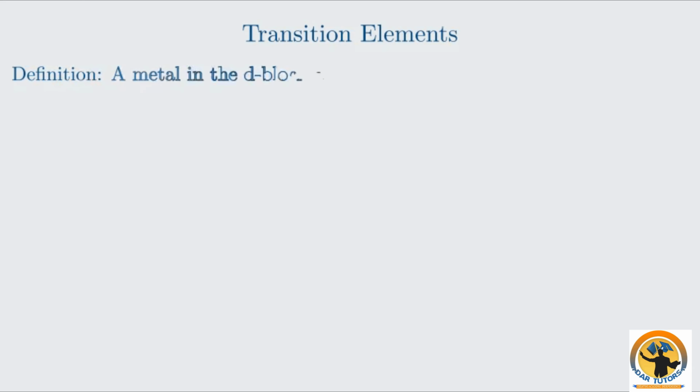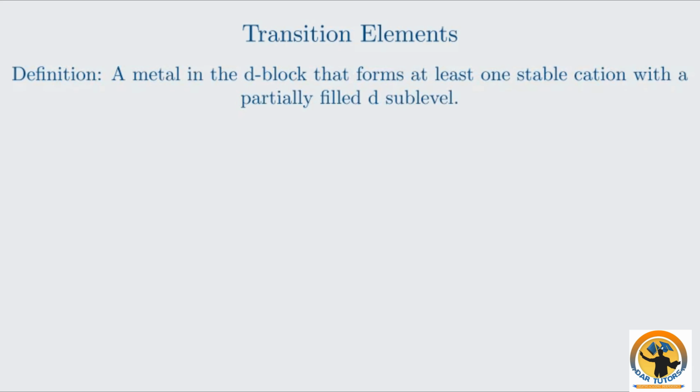Now, let's turn our attention to the transition elements. Our objective is to define these elements and discuss their characteristic properties. First, what are transition elements? They are a subset of the D-block elements, located between group 2 and group 13 in the periodic table. A transition element is formally defined as a metal in the D-block that forms at least one stable cation with a partially filled D sublevel. This is the key condition.